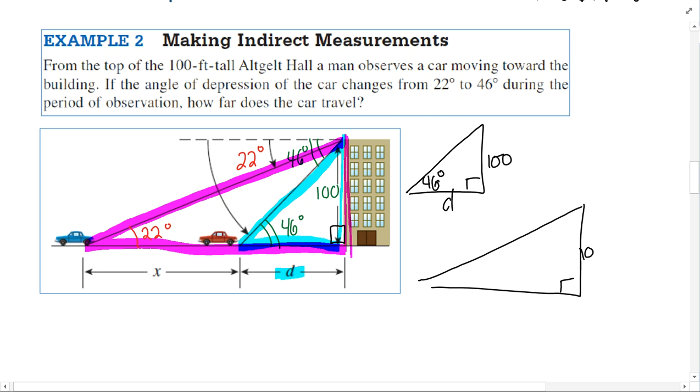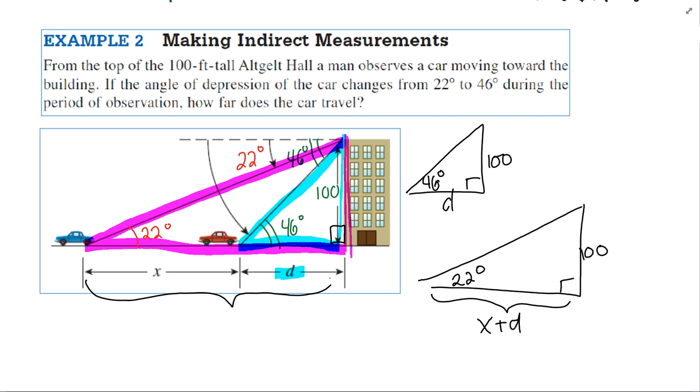All right, this is also 100. This is 22. And then this is x plus d, right? It's this whole distance right here. Okay, so we need to find x, but in order to find x, we need to find d. So that's where we're going to start.